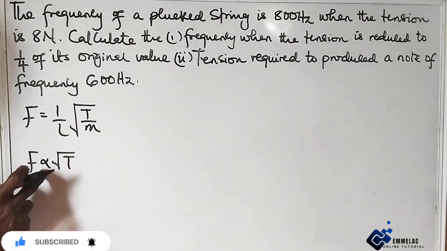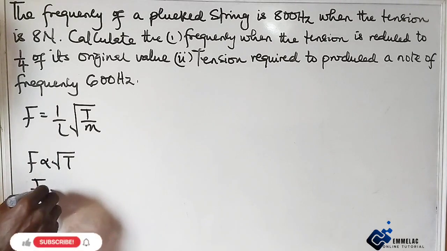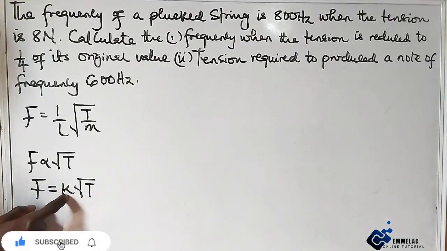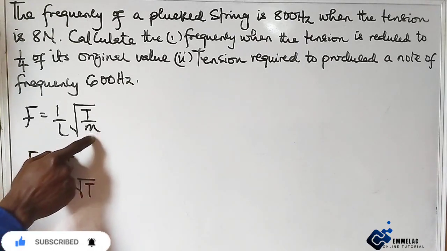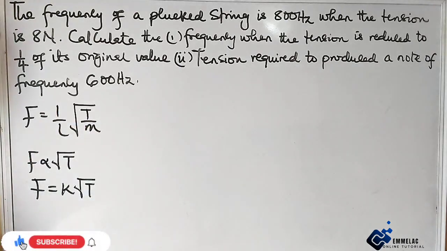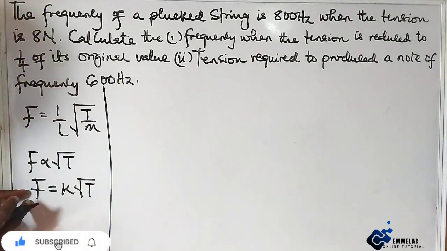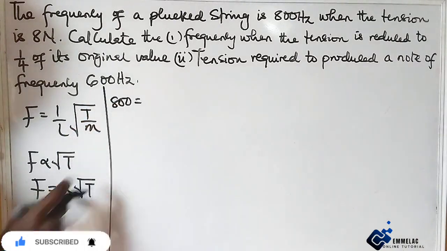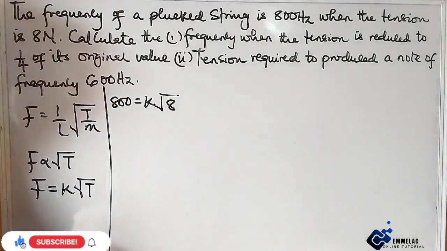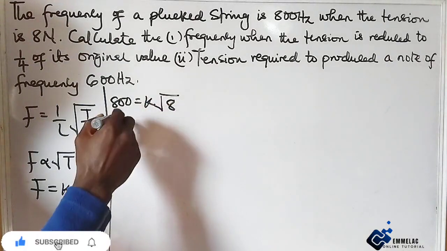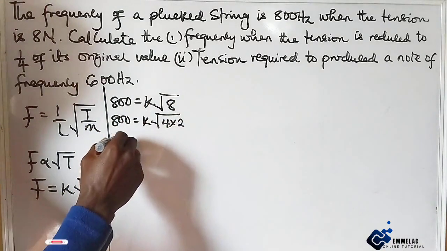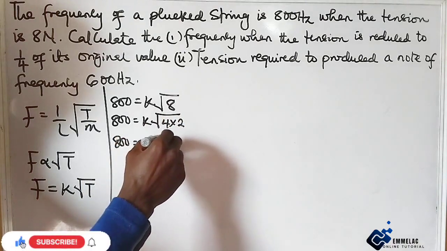Removing this sign of proportionality, we can say that F equals K root T, where K is the constant parameter that bears the ratio of the mass and the length. Now, this is the formula we're going to use to solve this. The frequency here is given as 800, which equals K, our constant, times the square root of the tension, which is 8. With this we can simplify: 800 equals K times root 8, that'll be 2 root 2, so 800 equals 2 root 2 K.